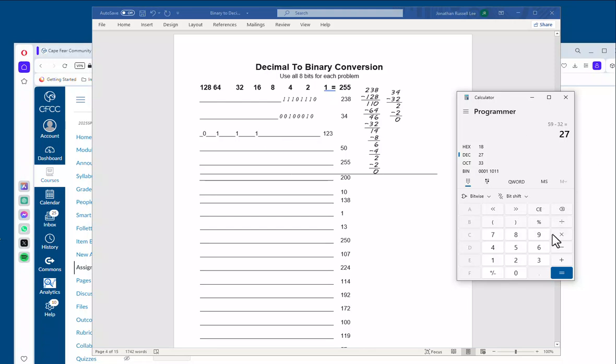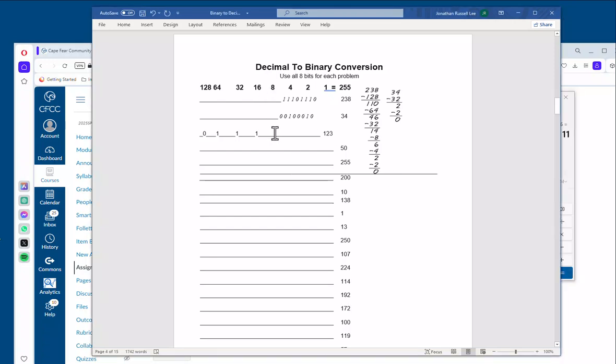That's 32, 27. Okay, minus 16 equals 11. Do we have any 8s? Yes, we have an 8. Do we have any 4s? No, because that would make 12. Do we have any 2s? Yes. So that's 10, and that leaves us one more to account for. So we're going to put a 1 there. So according to my calculations, 123 should look like 0, 1, 1, 1, 1, 0, 1, 1.